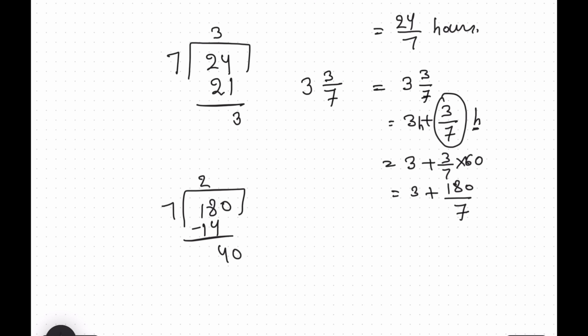Now we can do 7 times 5 is 35. So 5 is remaining. Two decimal places, two numbers is sufficient. So we can write approximately 3 hours and 25 minutes is the answer. Okay.